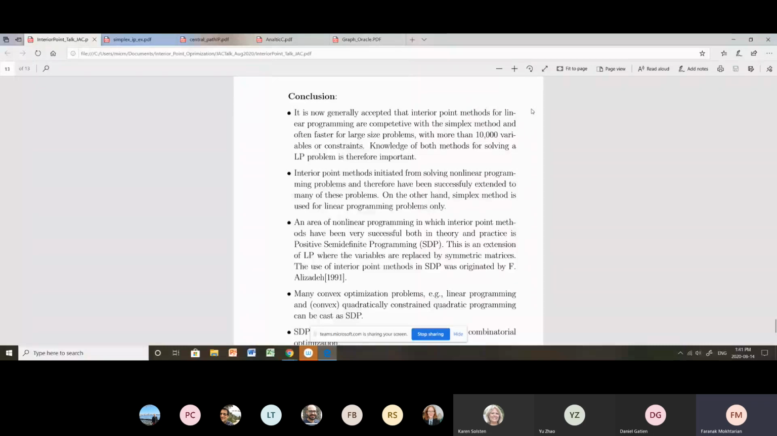And because they were initiated from solving nonlinear programming problems, they were easily extended from linear to nonlinear. But the simplex method is only for linear programming problems. It doesn't have any counterpart for nonlinear programming.